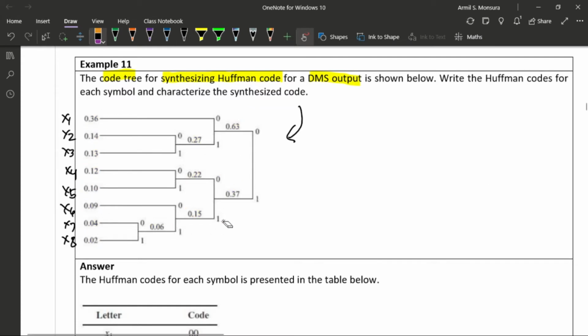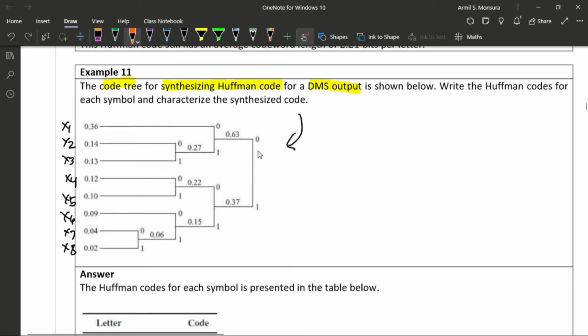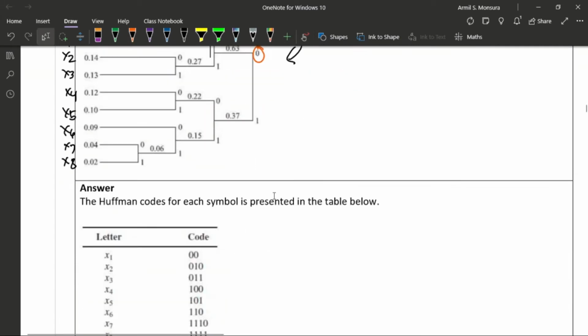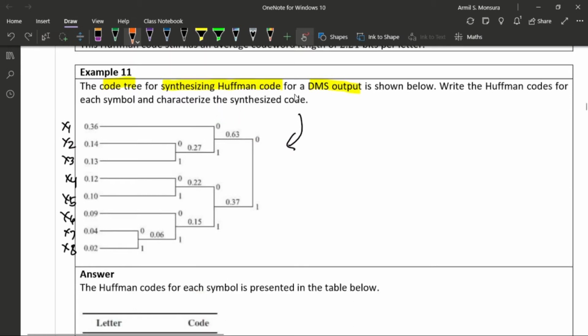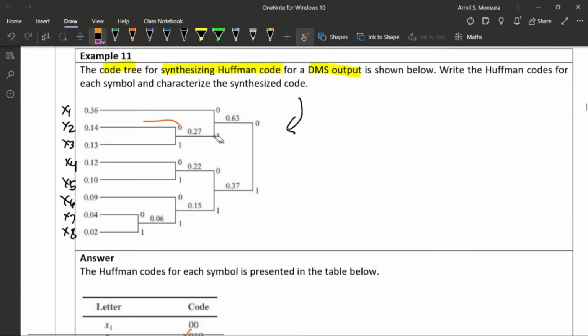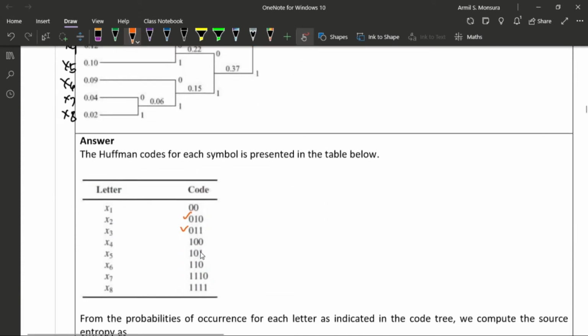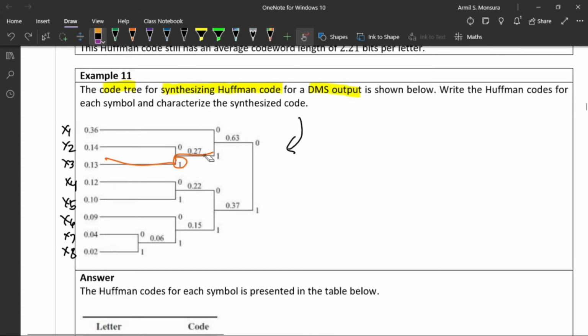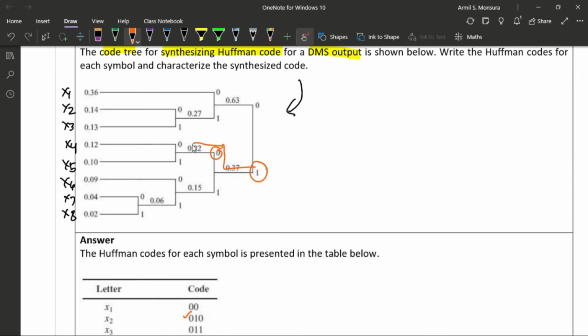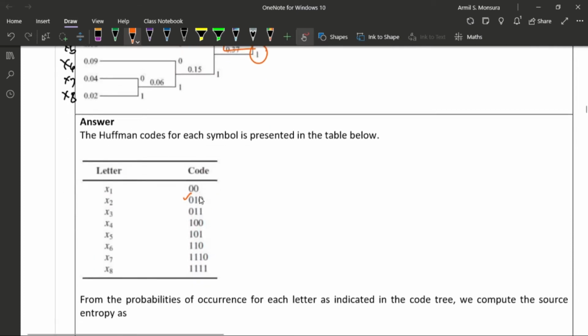So, let us now synthesize the code based on this code tree. Okay, so x1 would be 0, 0. Next, x2 would be 0, 1, 0. That's x2. Next, for x3, this would be 0, 0, 1, and then 1. Okay, so 0, 1, 1. Then next, for x4, that would be 1, then we have 0, then we have 0. Okay, so 1, 0, 0.